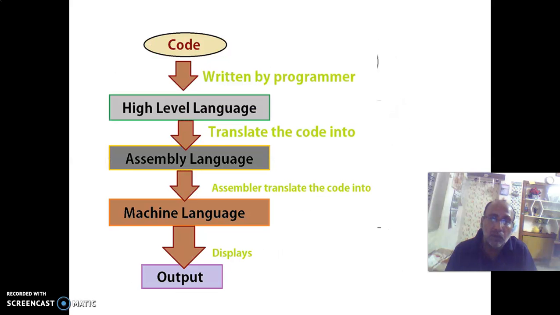Now, when you observe this, the programmer is writing the code, that is the high level language. The high level language is translated to the assembly language. The assembly level language is translated to the machine language. That means the machine level language can be easily understood by the computer.